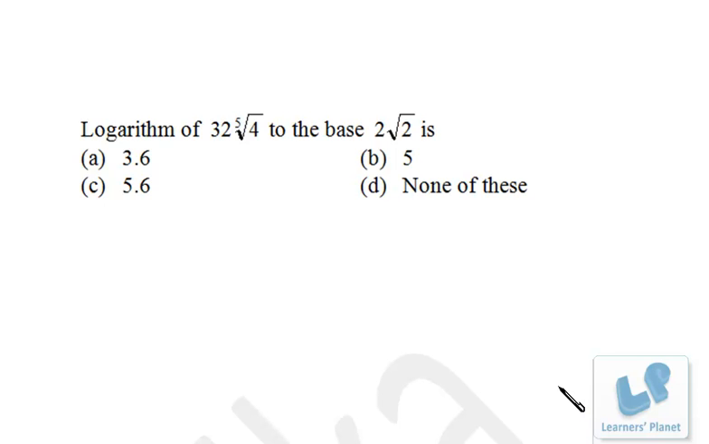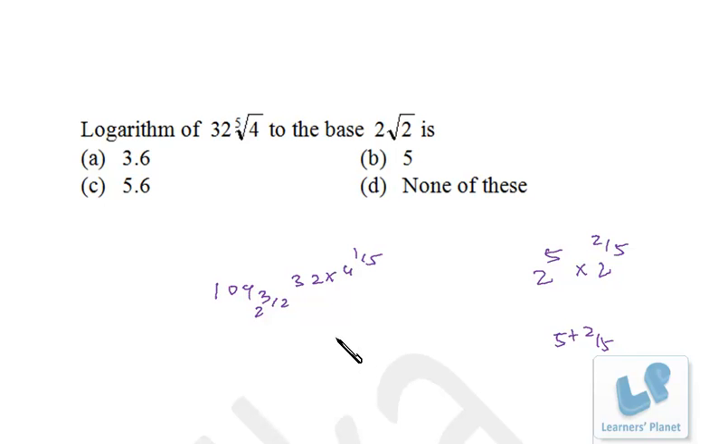Now in this question we have to find out the logarithm of this to the base this. That means log of, this is 2 raised to 3 by 2 and this is 32 into 4 raised to 1 by 5, right? So 32 and 4, both of them can be converted to power of 2. So this is actually 2 raised to 5 and this is 2 raised to 2 by 5. So precisely it is 5 plus 2 by 5, or we can say 27 by 5, right?